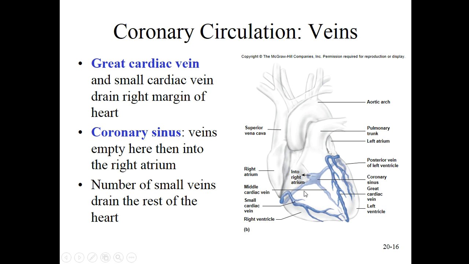Okay, so what do you need to know here? Small cardiac vein, great cardiac vein, and then the coronary sinus, which is on the back side of the heart. And then there's this tiny opening. You'll see this on your heart model. If you open up the hatch and look into the right atrium, it is on the wall, the interatrial septum, a tiny dark spot that we call the opening to the coronary sinus.